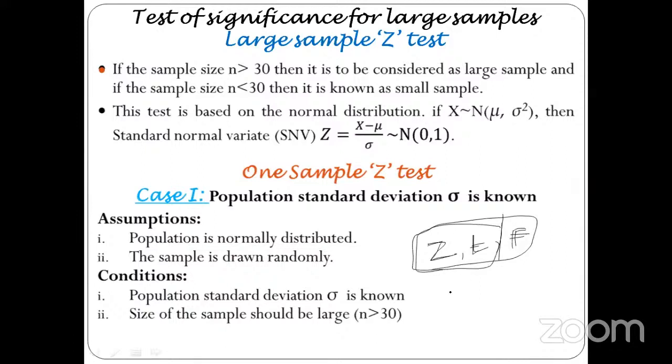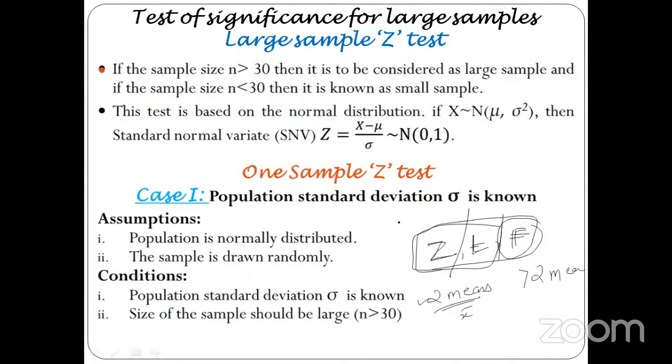Z test and T test are used for two means. When we are trying to compare two means, then we go for Z test or T test. If there are more than two means, then we go for F test. This is the first difference. Now, how are Z test and T test different?